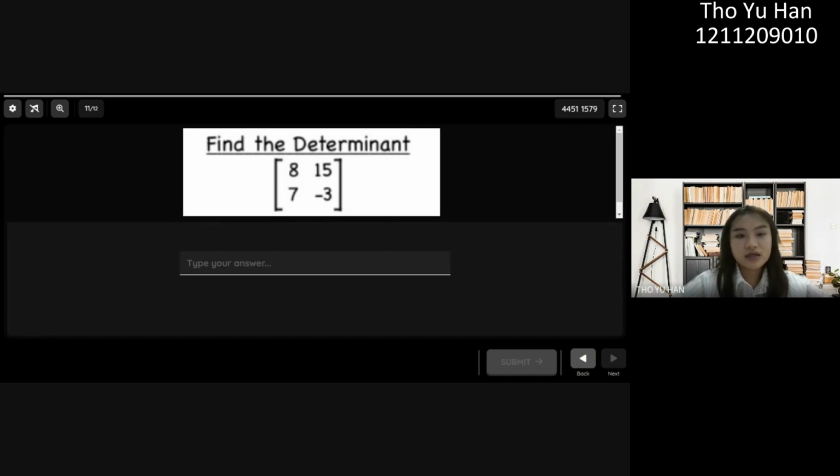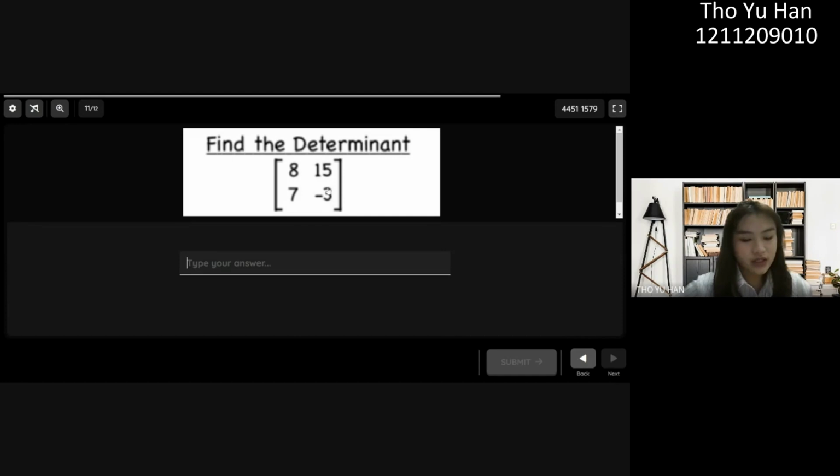Find the determinant. The determinant has the formula A times D minus B times C. So A is here, B, C, and D. So we need to find out A times D first. A times D is 8 times negative 3. 8 times negative 3 is negative 24.